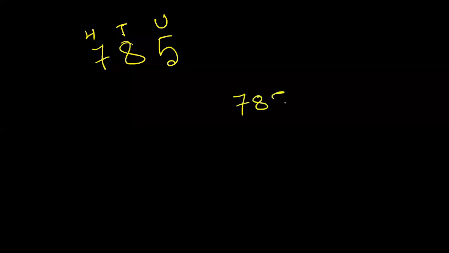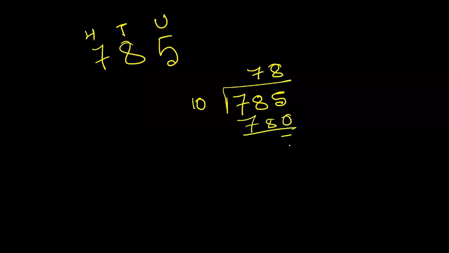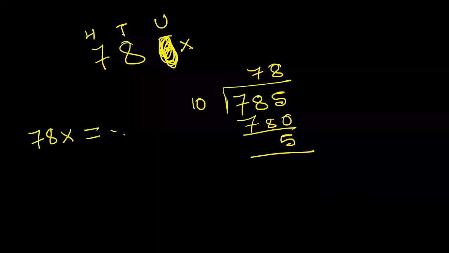If I divide 785 by 10, the quotient is 78 and the remainder will be 5. See, guys, if I am talking of any number of the format 78x, where x is any digit from 0 to 9, can't I write the number 78x as 78 into 10 plus x?